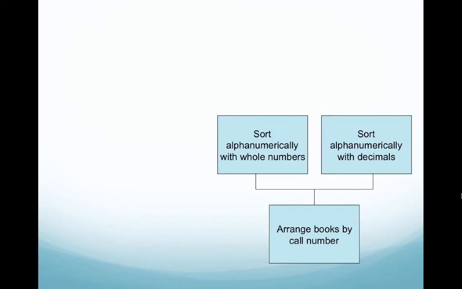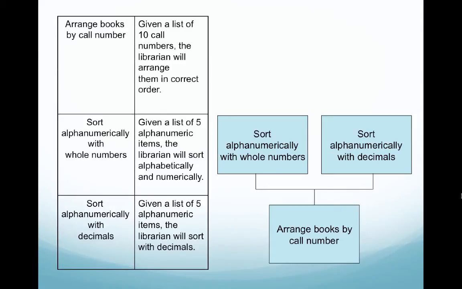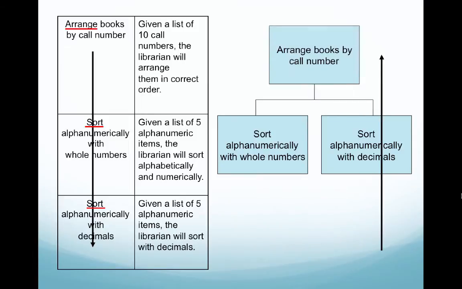Let's have an example. You see here at the bottom we have arranged books by call number. Now we start to write our objectives, which are usually done in a chart like this. But when you start to look at those, you realize the 2 below are actually important to do before you arrange the books by call number; you actually have to know how to sort them. When you read this chart, you should actually have the most difficult ones at the bottom. But on the hierarchy, you have the most difficult ones at the top. So in this case, arrange is more difficult than sorting. Sorting is a subskill to arranging.